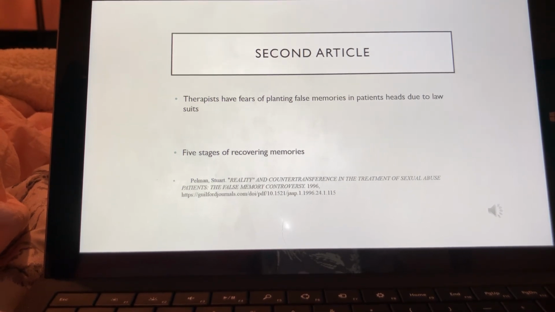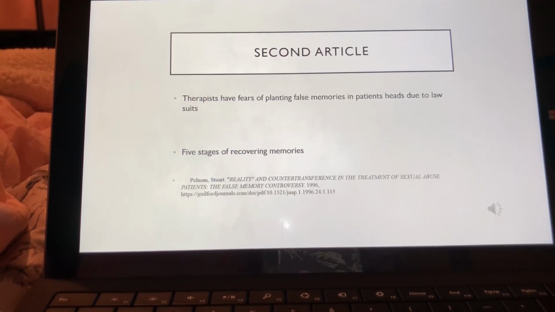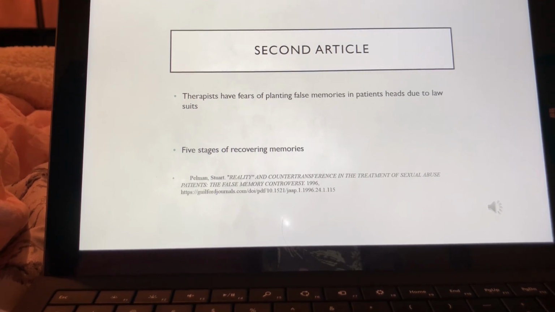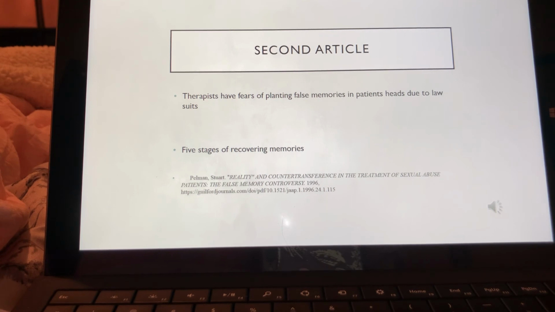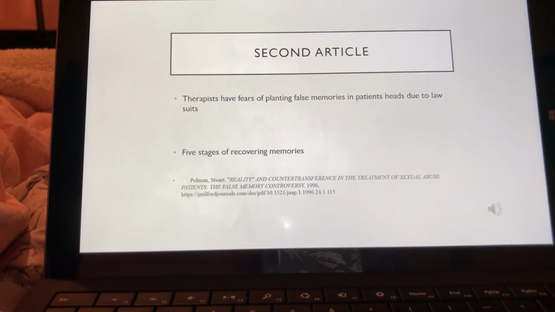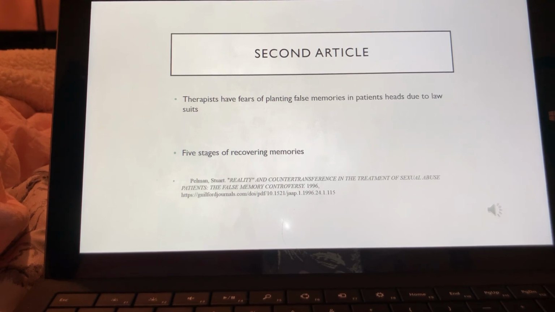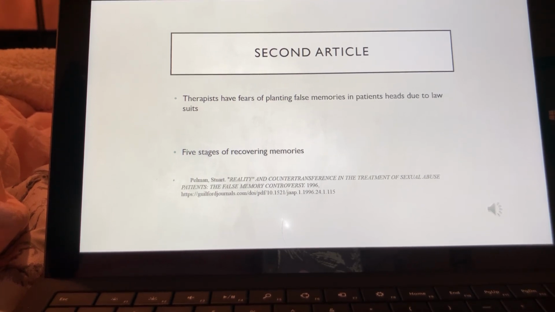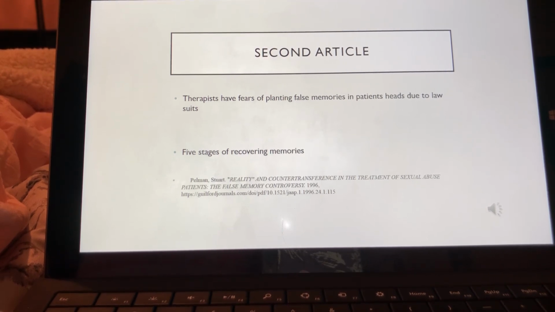So there are 5 stages of recovering memories. The first one is to recall the memory itself, find out what the memory is, recall it. The second one is to process the memory and just learn more about this memory, keep this memory in their mind. The third is to figure out if the victim wants to speak out about it, how they want to react about it, how they want to deal with this.